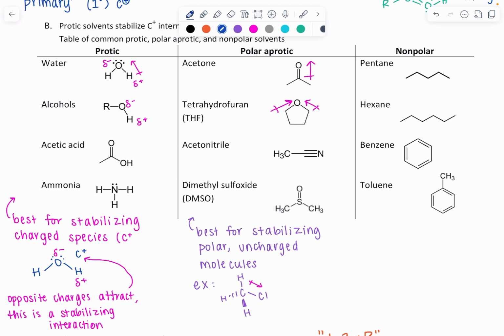We also have nonpolar solvents like pentane, hexane, benzene, toluene. These are best for stabilizing nonpolar species. This all comes back to like dissolves like. Molecules with similar intermolecular forces are attracted to each other.